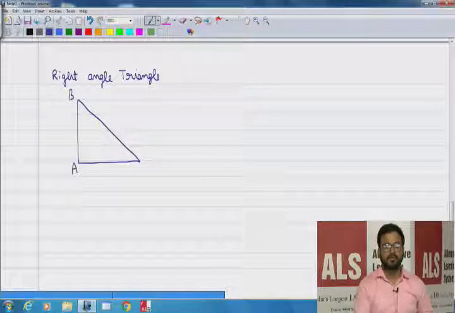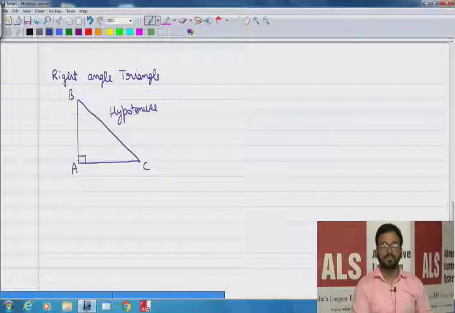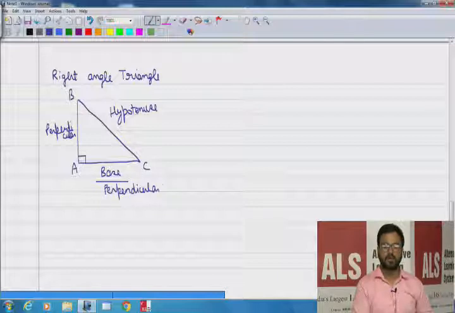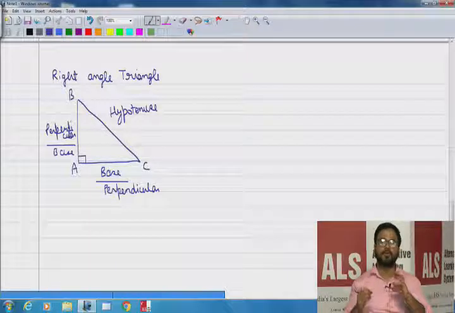ABC, angle A is 90 degree, and the three sides: the side opposite to 90 degree, this BC, is called hypotenuse, and this AC is called base, and this is called the perpendicular. The base can also be called perpendicular, or this perpendicular can also be called base. These names can interchange depending upon the angle.